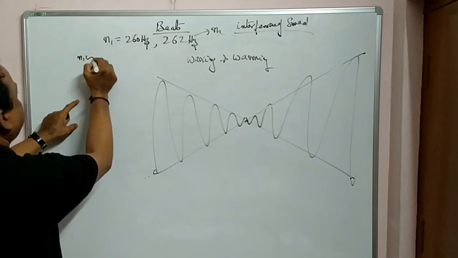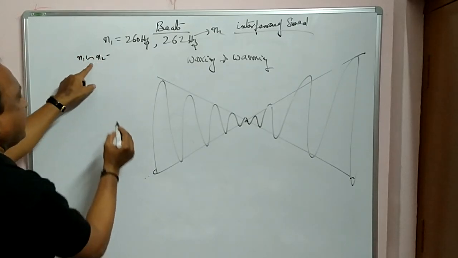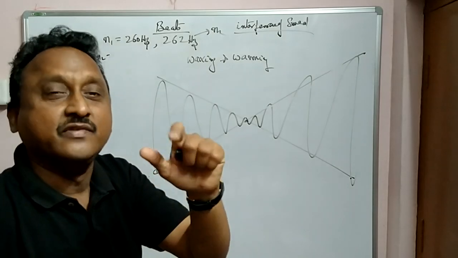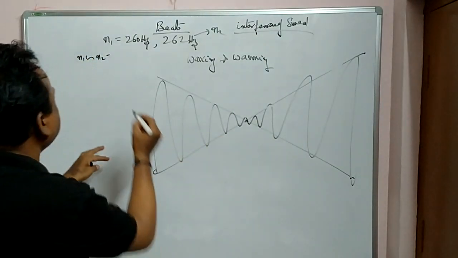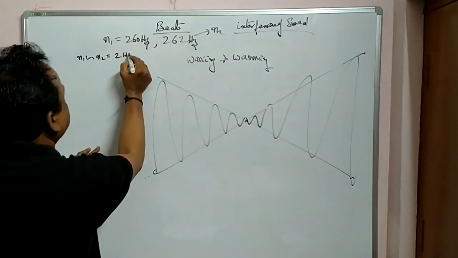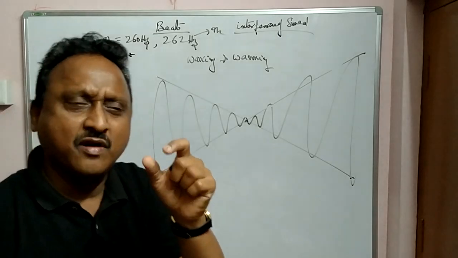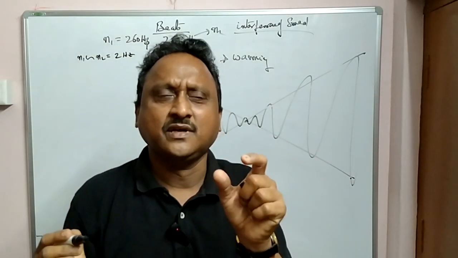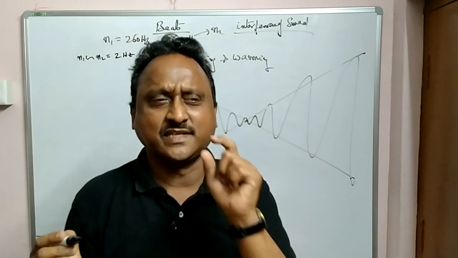Generally we will write N1 difference N2. Why am I writing difference? Because whichever is greater, from that you have to subtract. So here what is the value? 2 hertz difference. So the difference should not be very large. It should be a minimum value, 2 to around 5 or 6.